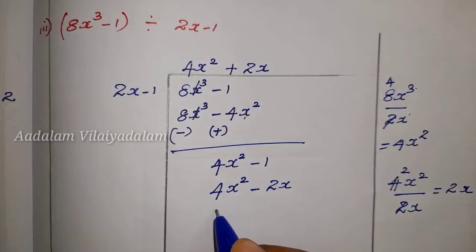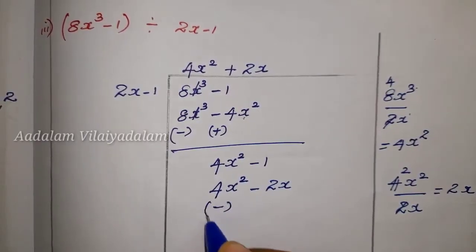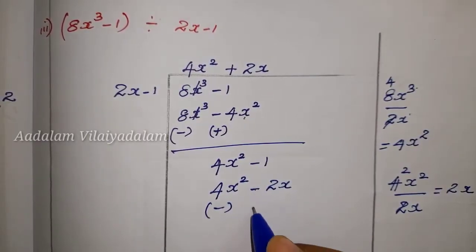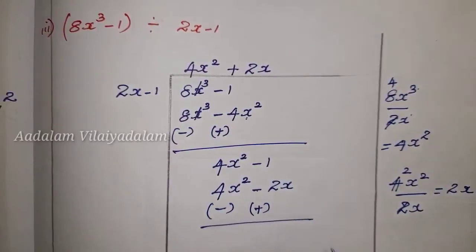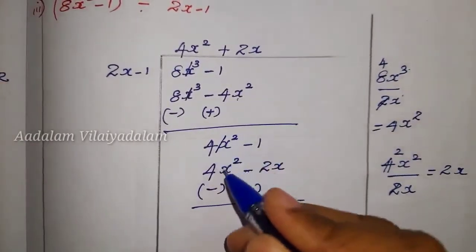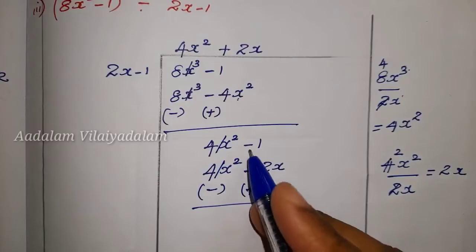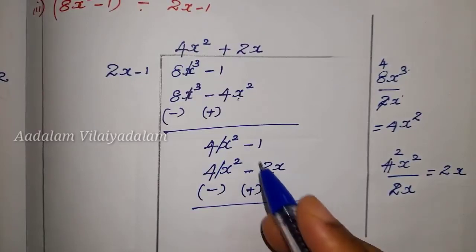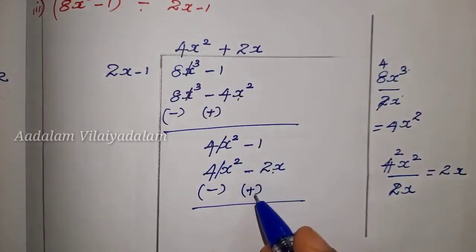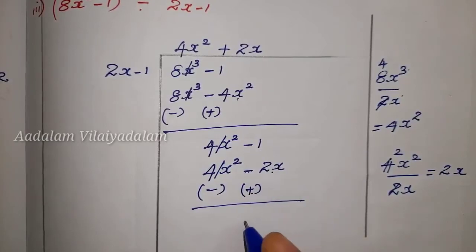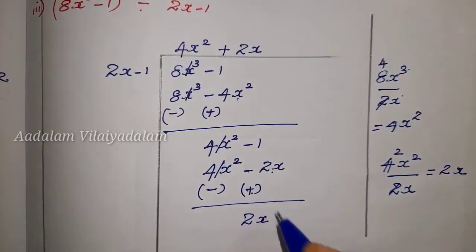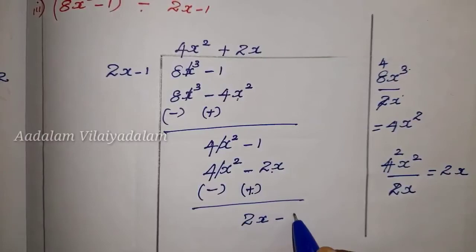So here also change the sign. This is minus, so this one minus is there, so plus. So add the like terms. So the first term cancels. So here it's a different term only, this 2x. This is a constant term. So write as it is, plus 2x. First write the x term. The constant term is minus 1.